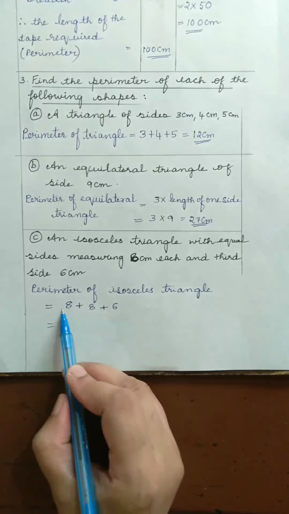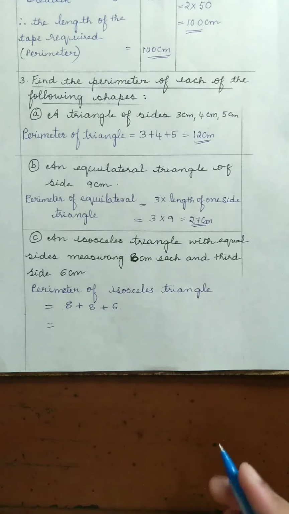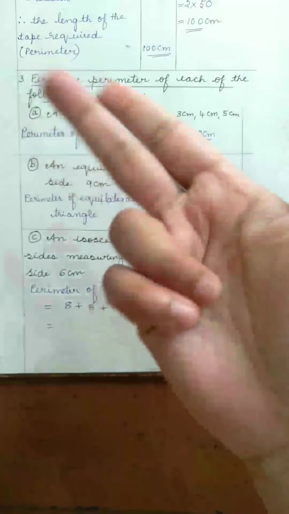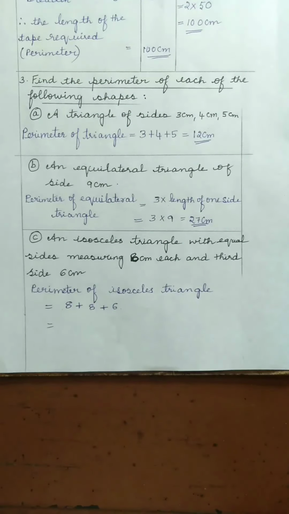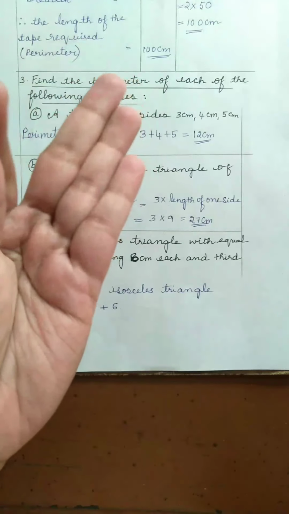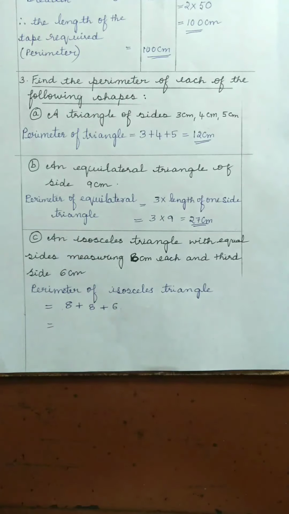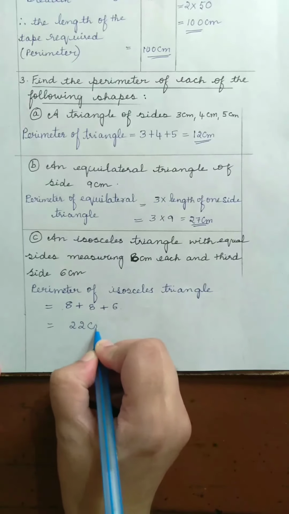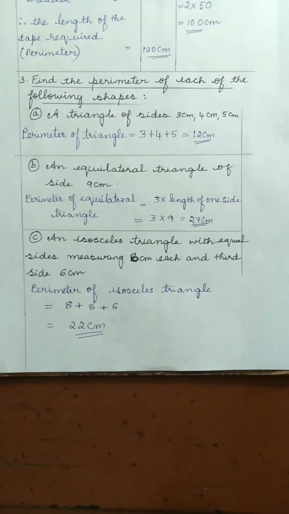Therefore, 8 plus 8 plus 6. 8 plus 8: 8, 9, 10, 11, 12, 13, 14, 15, 16. 16 plus 6: 16, 17, 18, 19, 20, 21, 22. Therefore, the final answer for the perimeter of the isosceles triangle will be equal to 22 cm.